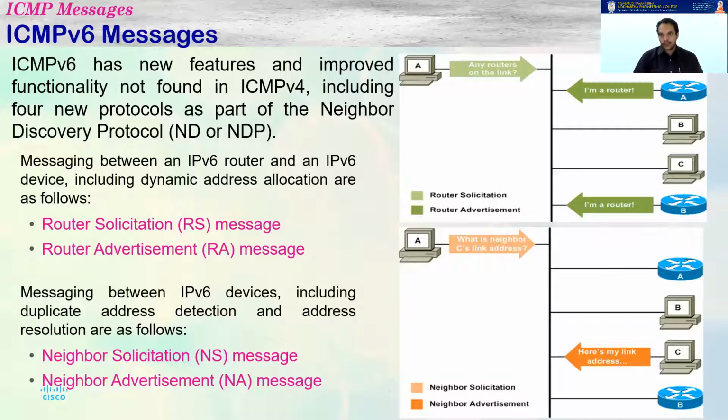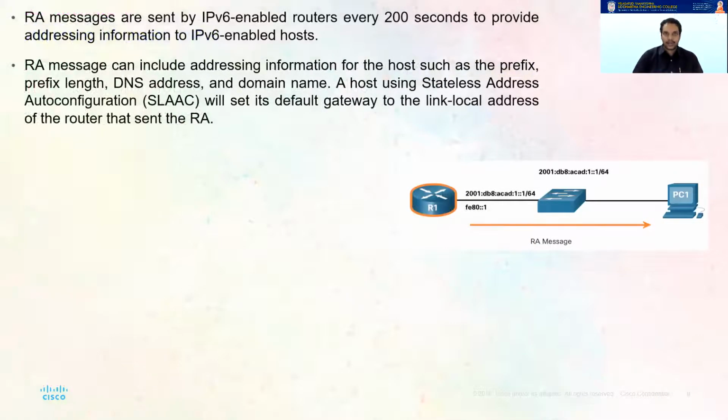These messages also include your DAD, which stands for duplicate address detection, and also the address resolution as well. You please remember that ARP is not found in IPv6. ARP is actually included in these messages itself. Let me show you how it is done.